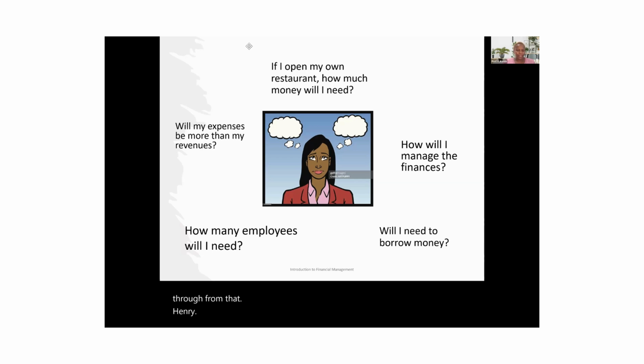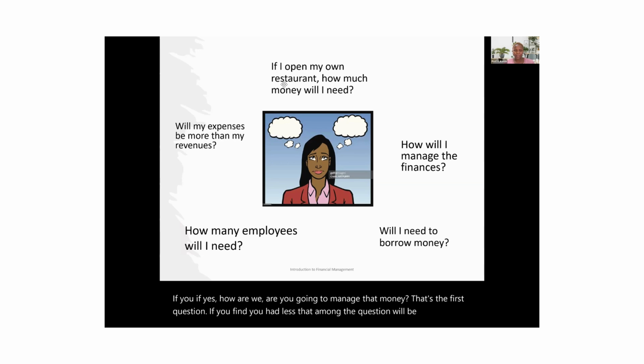Good. Okay, Henry says he'll need $2,500. So that's quite an amount. So my question now would be, do you have that amount of money now? If yes, how are you going to manage that money? That's the first question. If you find you had less than that amount, the question will be, so where do I get the balance? Okay. I can see Femi has a very big amount that she wants. That must be a big restaurant.